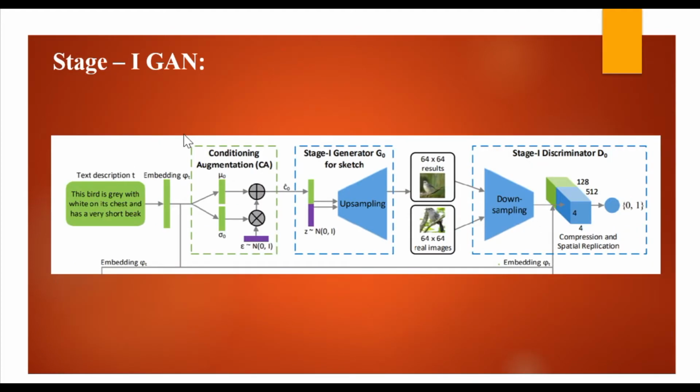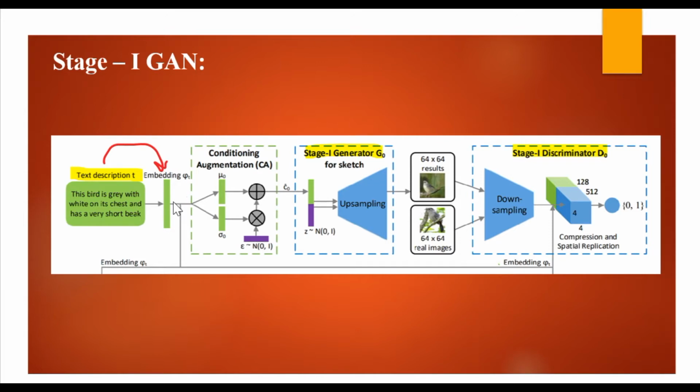So this is our stage 1 GAN architecture. Now what you see here is your stage 1 generator block, and this is your stage 1 discriminator block. Now the input to a generator has to be a vector, right? So what is done is a text description is encoded into text embeddings. Now text embeddings are nothing but fixed length vectors.